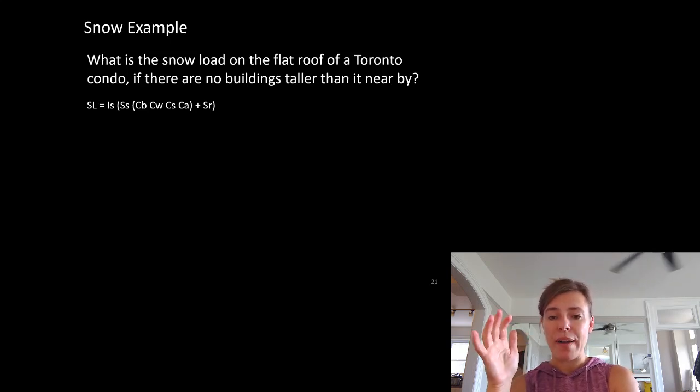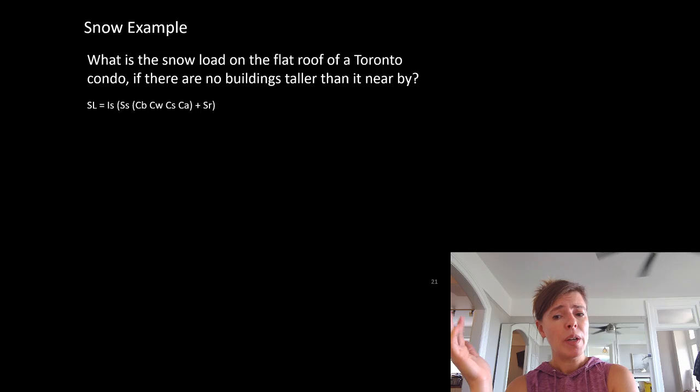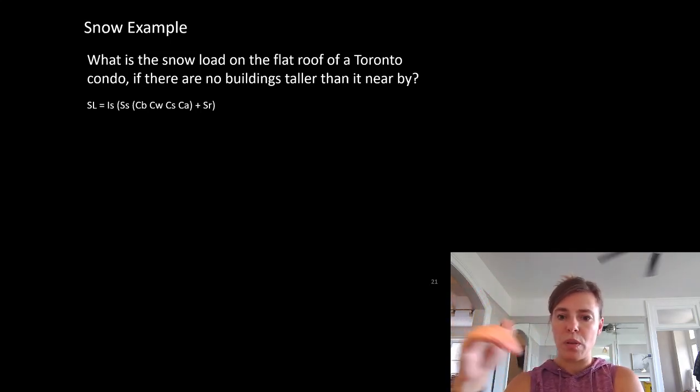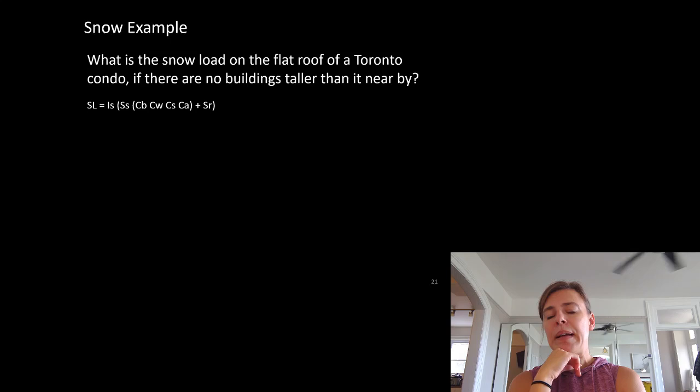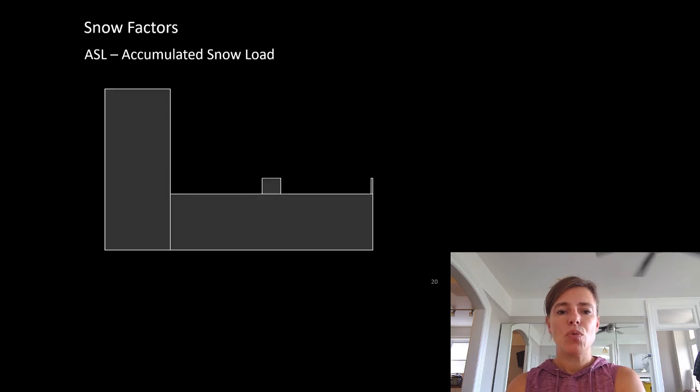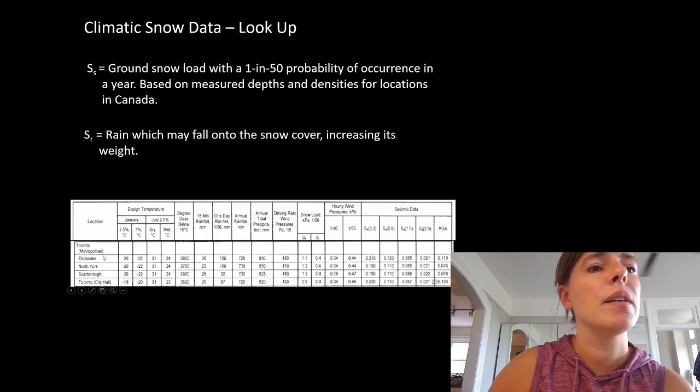CS is our slope factor. There's nothing telling us it's a sloped roof, so it's probably in our best interest to assume that it's a flat roof, and we're going to use 1. And then CA is the accumulation factor, and they've said there's no buildings taller than it, which means there's no likelihood of accumulations piling up. And I've also told you it's beyond the scope to do more than that. So it looks like the only thing we need to do now is look up SS and SR. It said it was Toronto. Let's come back here.